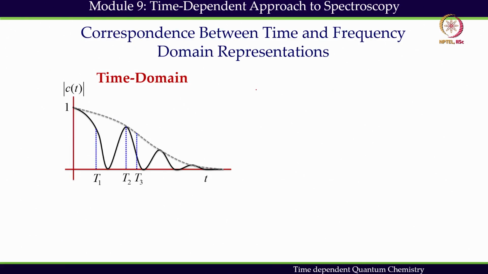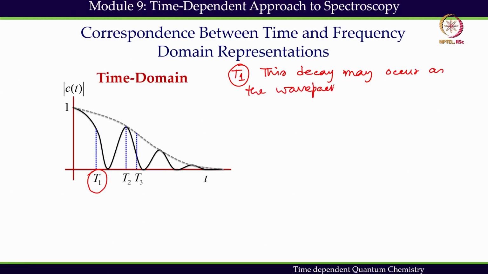The initial decay of C(t) may correspond to the time scale T1. So I can have a time scale T1, and this is one decay associated with this T1 time scale. Now this decay may occur as the wave packet moves away from its initial location.